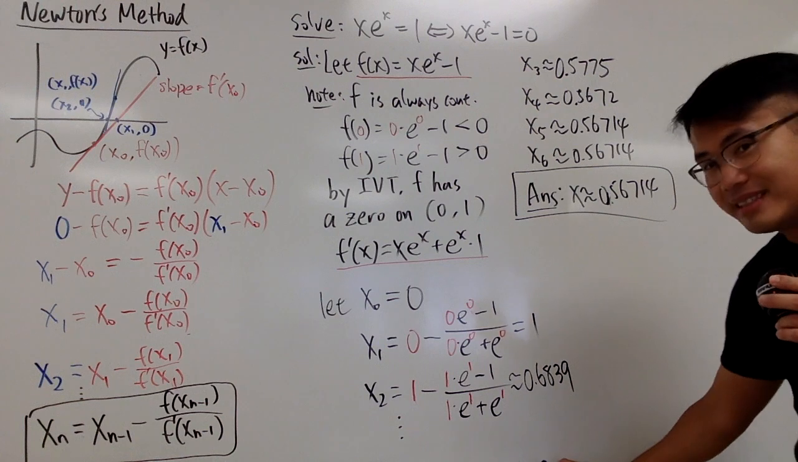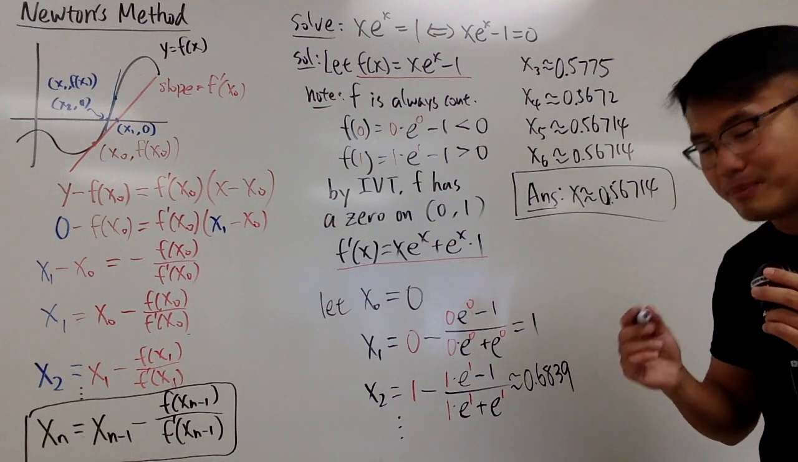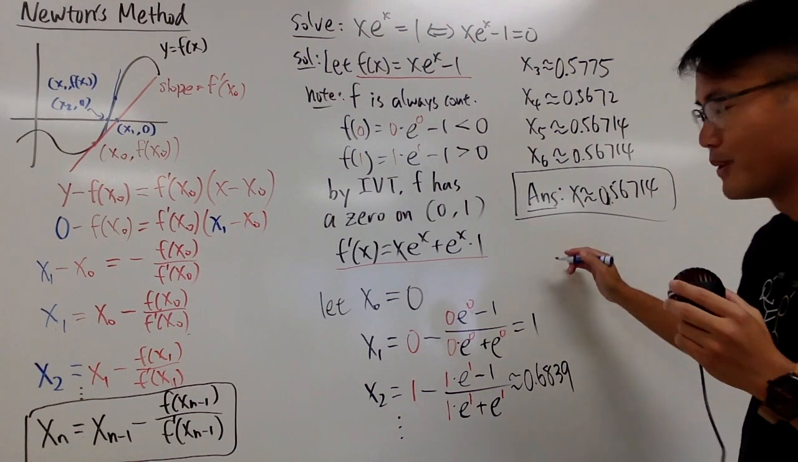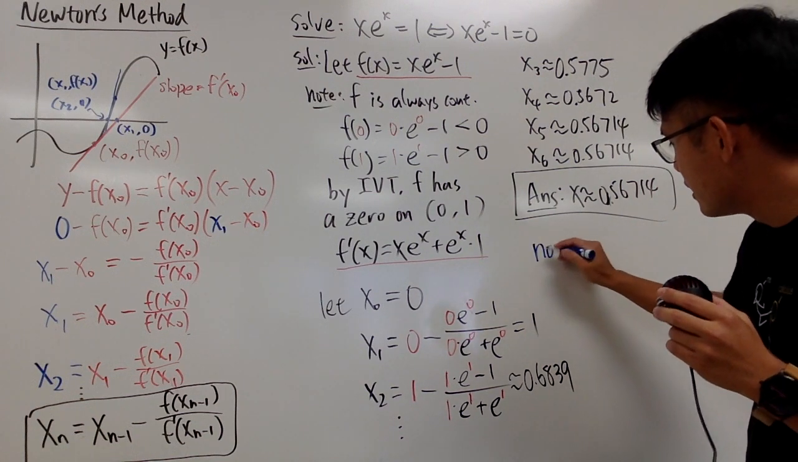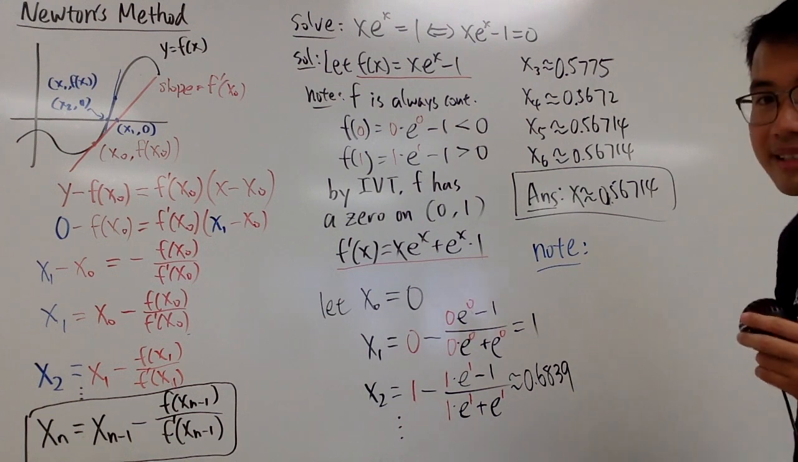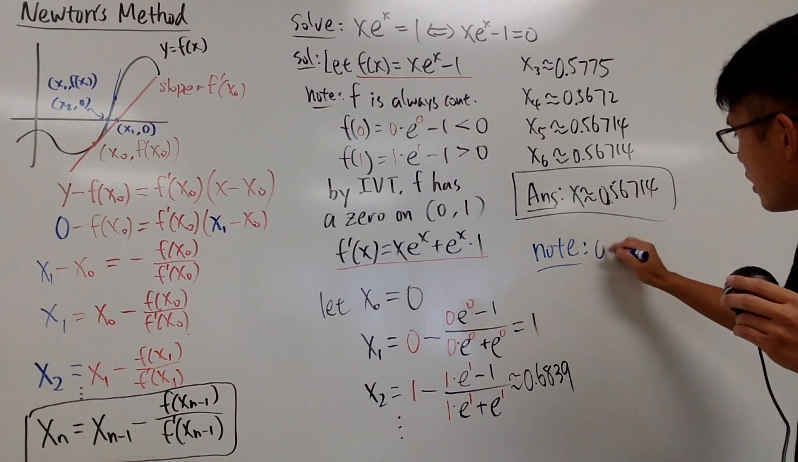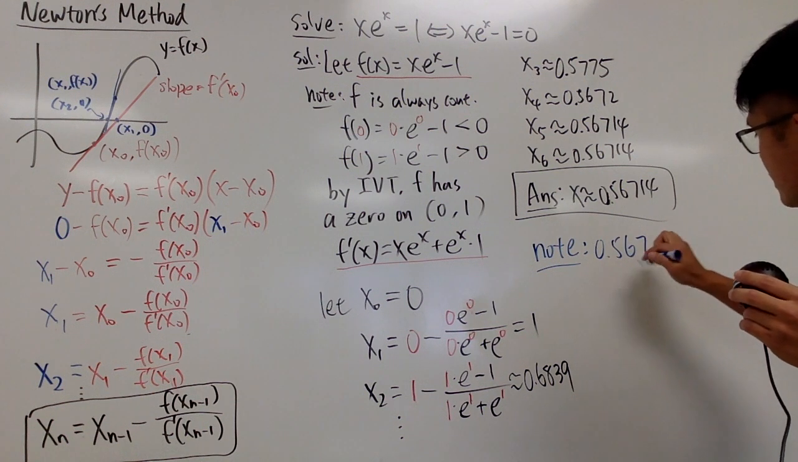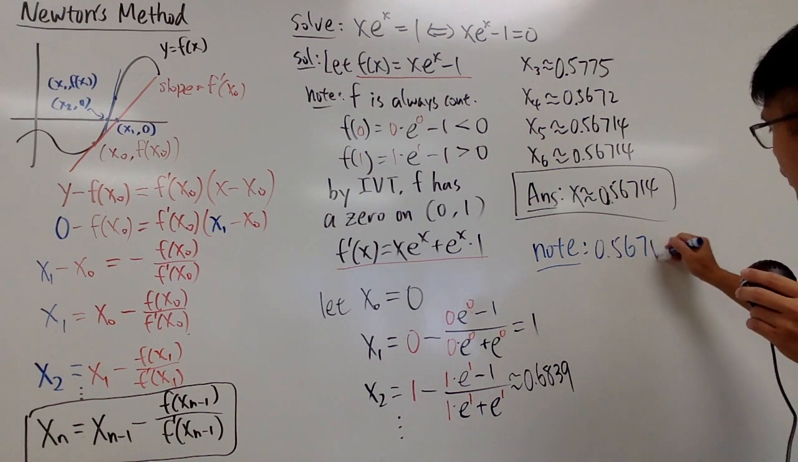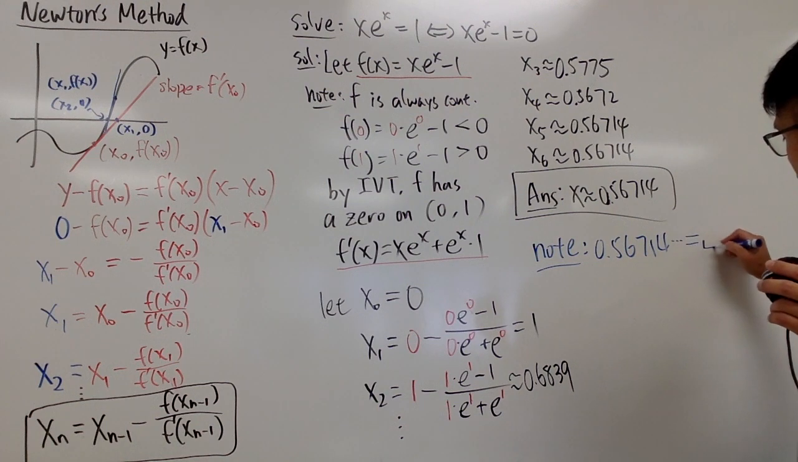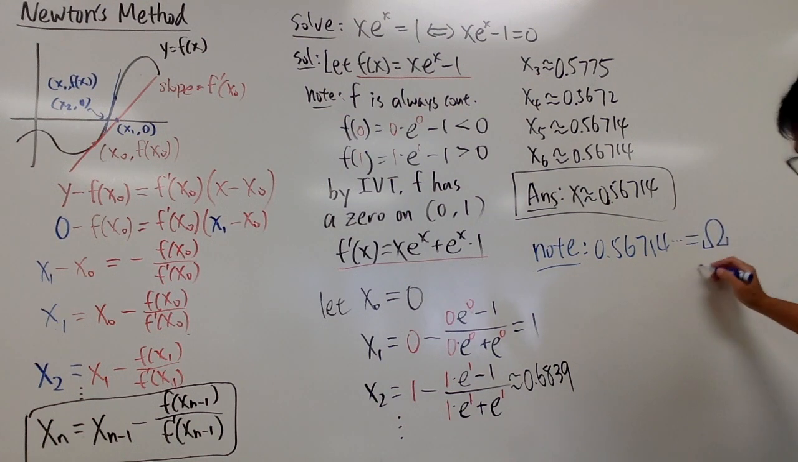And the second thing I want to tell you guys is the following. This number is actually really, really special. I'm going to call this, well, actually not me, but other people have called this already. I'll just put down a note right here. When you see this number, 0.56714 and so on, this right here is defined to be the omega. So this right here is the omega, the omega constant.